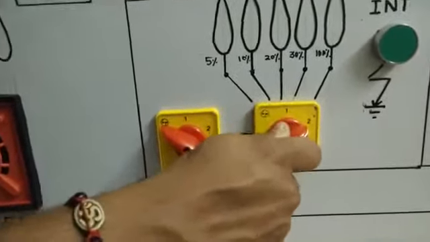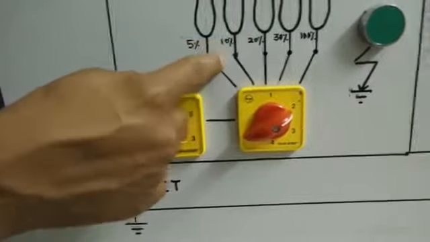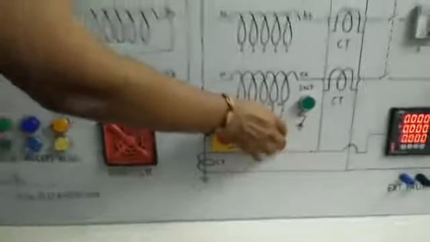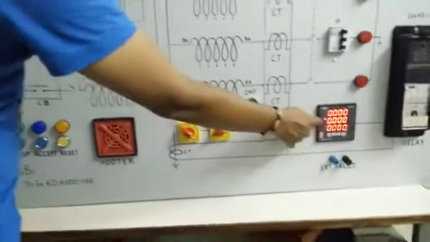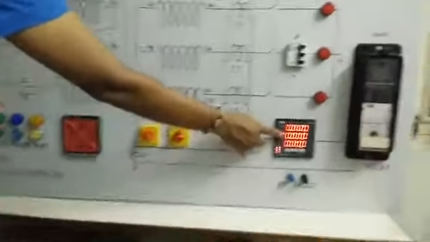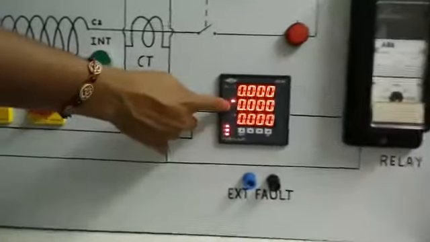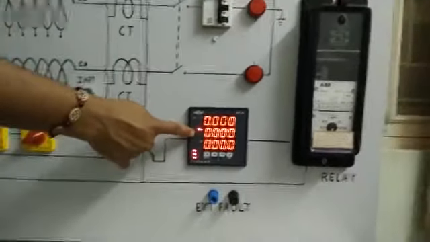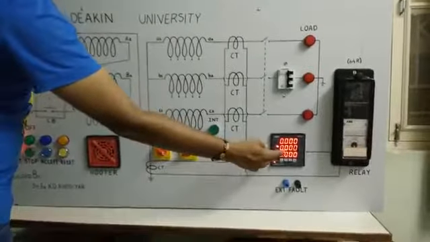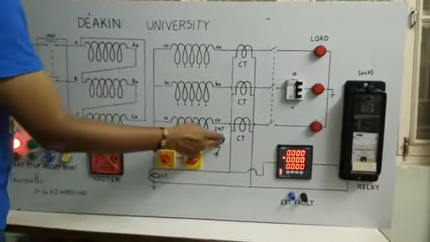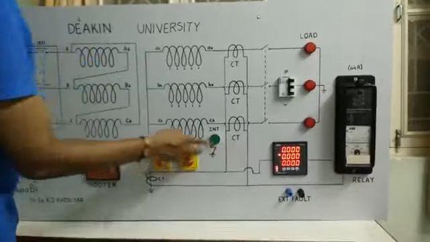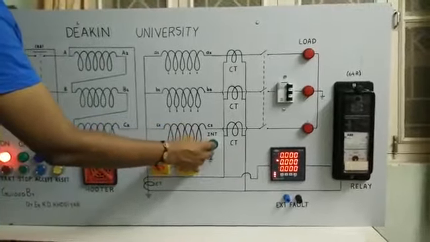Let's take the second tapping, which is 10%. So at the moment it is at 10% of the tapping, and now we will generate the fault. This is the digital ampere meter, with which we will be able to see the fault current. So please do have a look at the fault current, and even at the moment I switch the internal fault, please do have a look at the internal fault current.